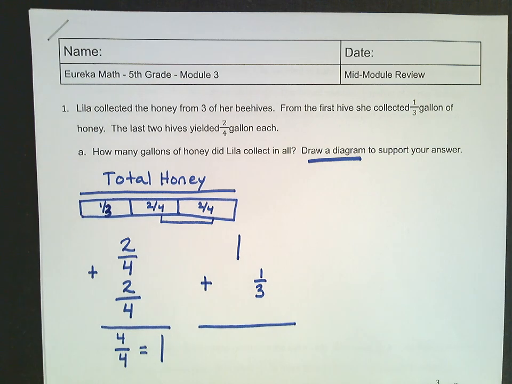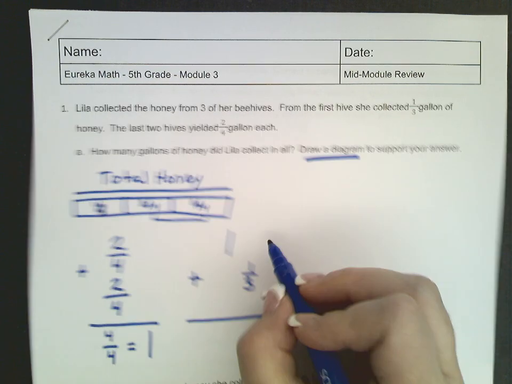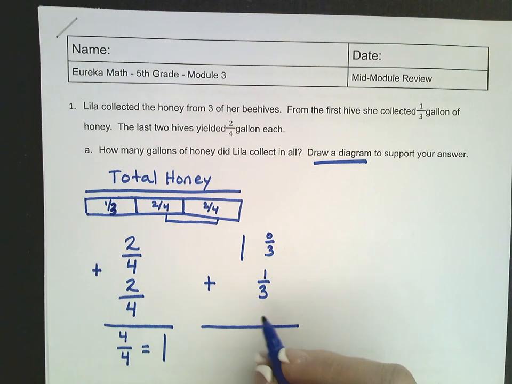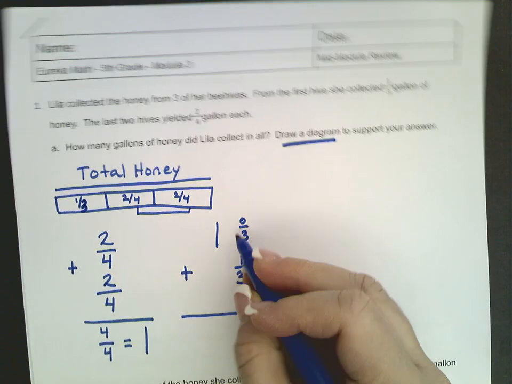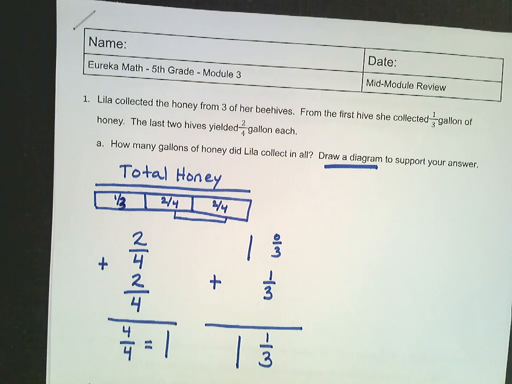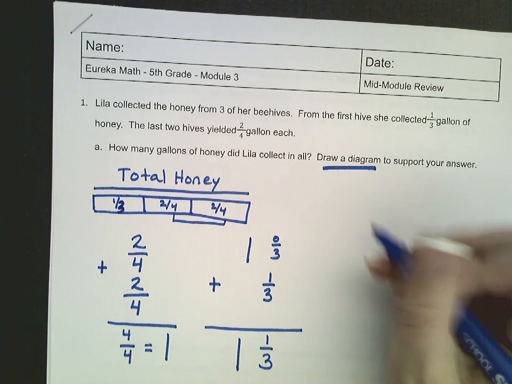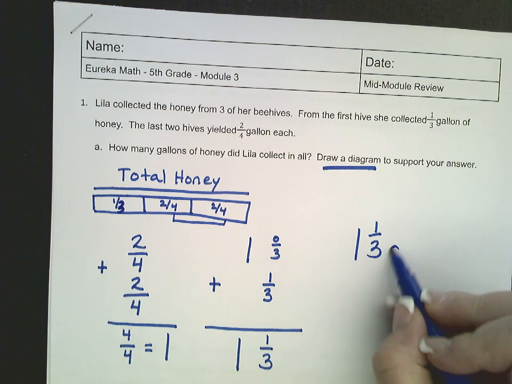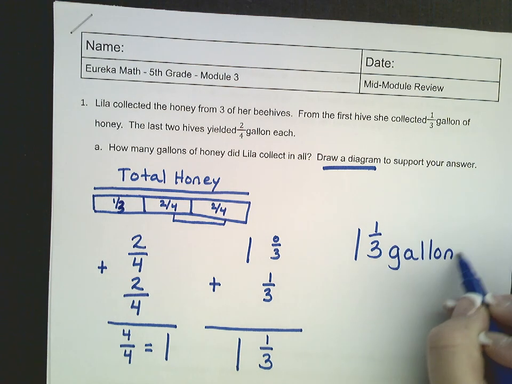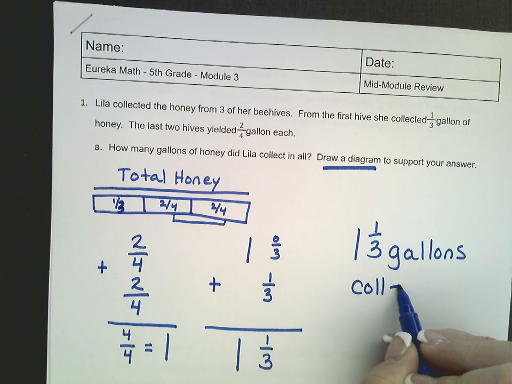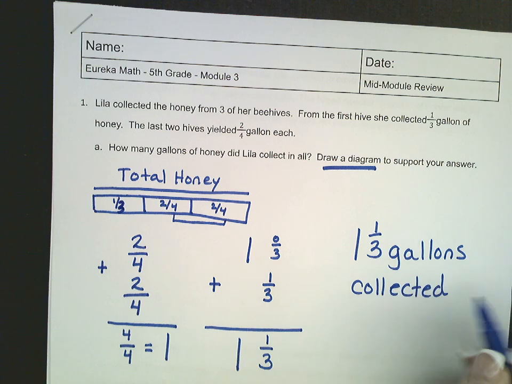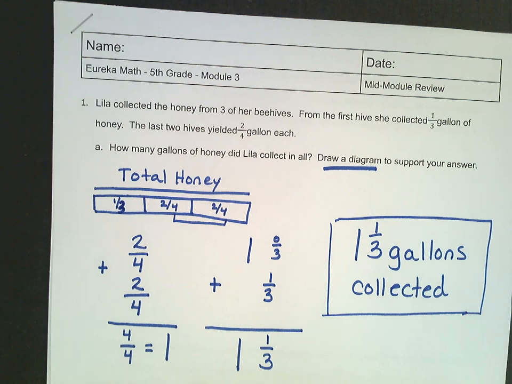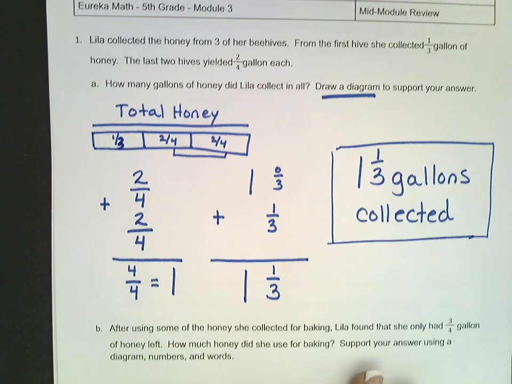And if I add that, remember, this is technically like a 0/3 here. So 0/3 plus 1/3 is 1/3. 1 plus nothing is 1. So the total amount she collected was 1 1/3. Go back up to my label. It's labeled gallons. Making sure we're labeling correctly, and there's our final answer. Now for the next problem.